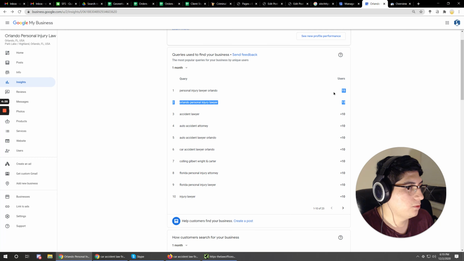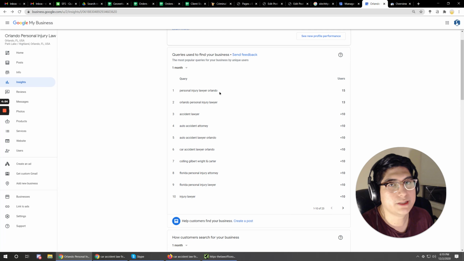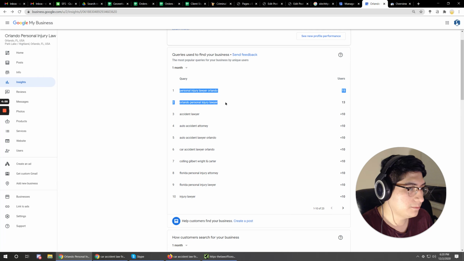Right here are the ones that have a much higher frequency. This is showing us that the Google algorithm considers this listing most relevant for these two search terms. These are the two target search terms for this listing. So in this case, this is perfect. These are the exact words that I want to be on here.